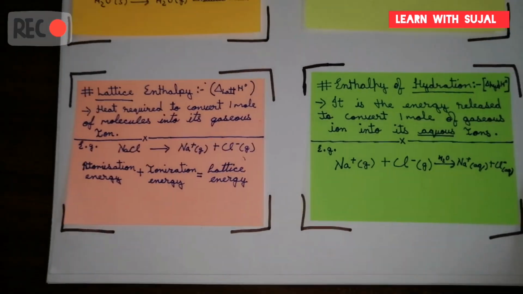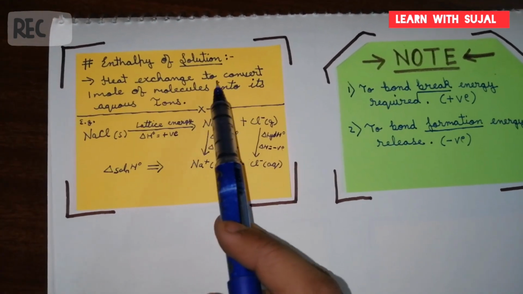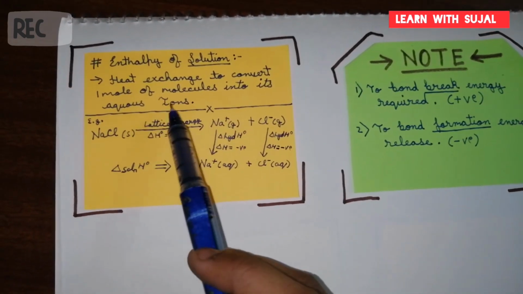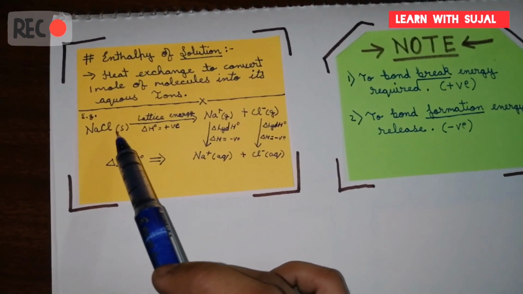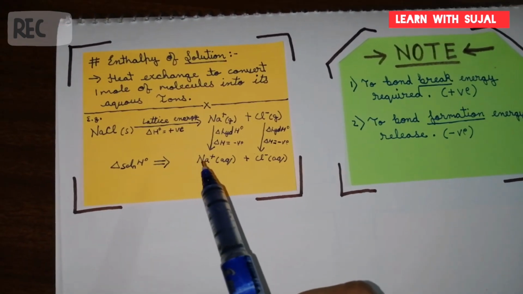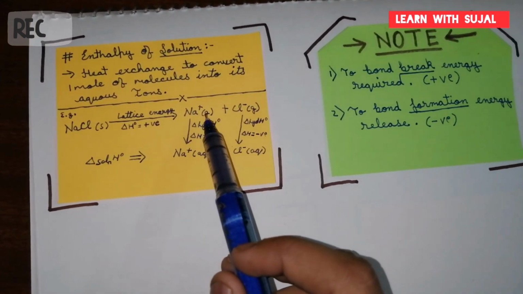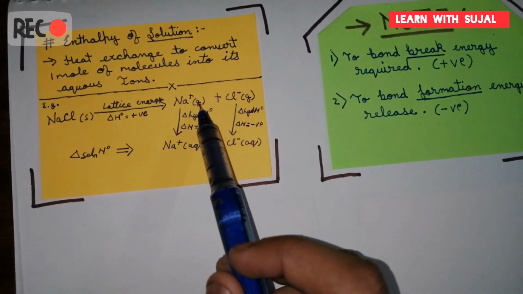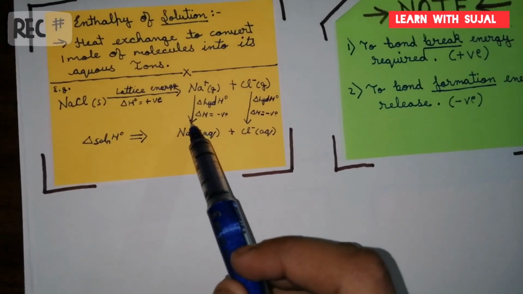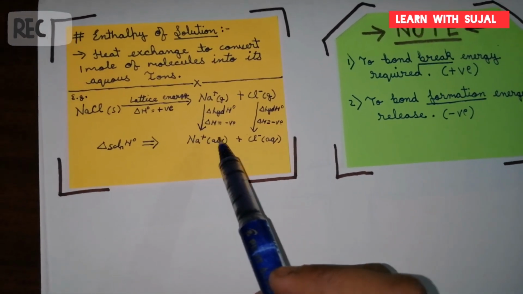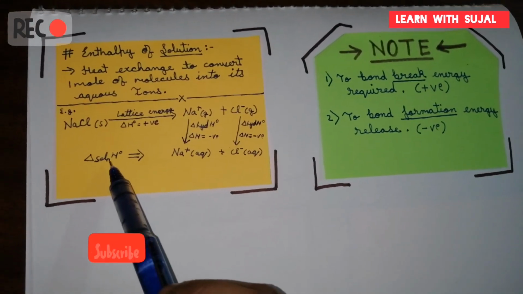Let's discuss another enthalpy, enthalpy of solution. It is the heat exchange to convert 1 mole of a compound into its aqueous ions. For example, NaCl solid, when we add the lattice energy, it breaks its bond, so we require some energy and we have positive enthalpy. So Na positive cation in gaseous level plus Cl negative in gaseous level, when we do the process, gives Na positive in aqueous level plus Cl negative in aqueous level. So we get delta H solution.